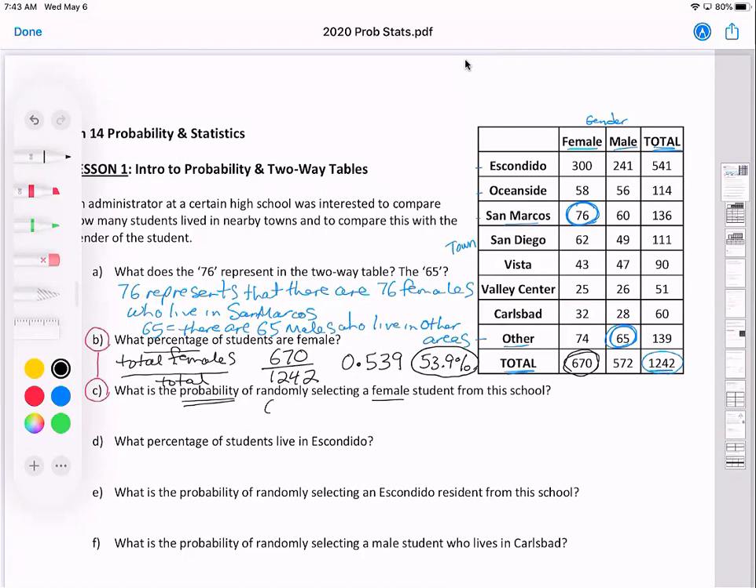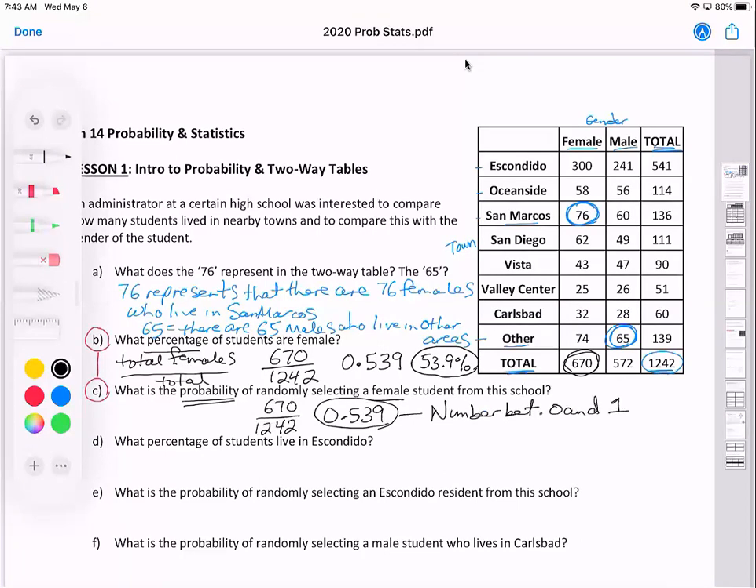So we're going to have that 670. How many females are there? And how many total options are there? And we're going to get this probability. Now, typically probabilities are left as numbers between 0 and 1.